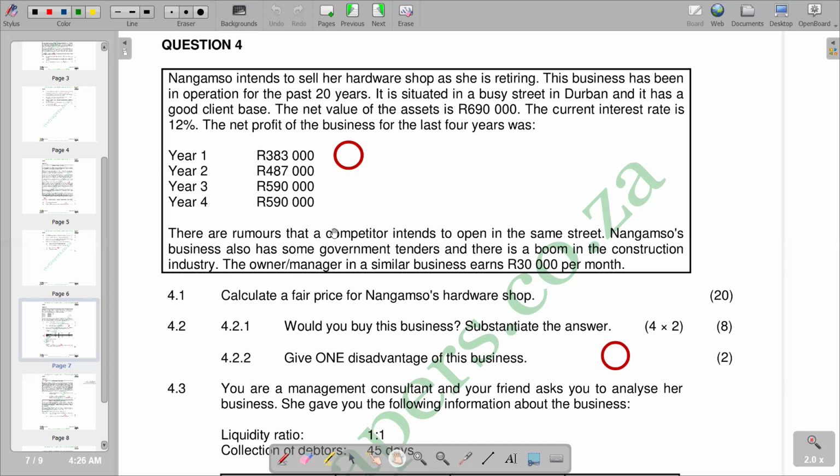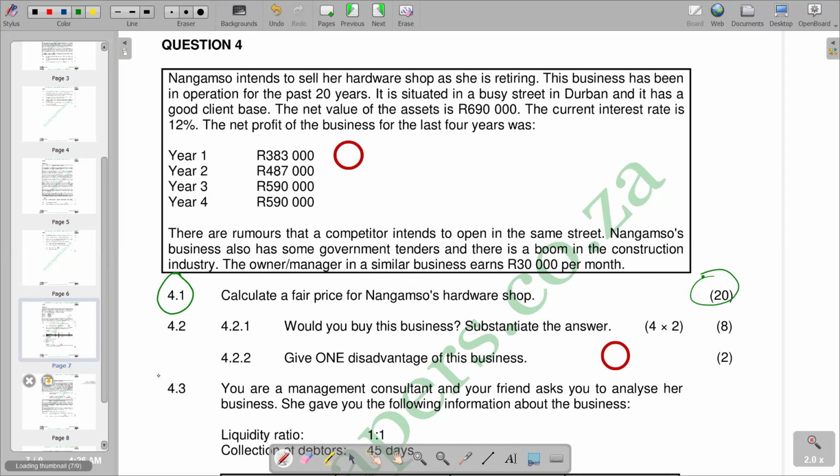There are rumors that a competitor intends to open in the same street. Nangamiso's business also has some government tenders, and there is a boom in the construction industry. The owner or manager in a similar business earns 10,000 rands per month. Then 4.1: calculate the fair price of Nangamiso's hardware shop, 20 marks. So this is the question that we are going to look at in this video. Our question has 20 marks, very important to take note.